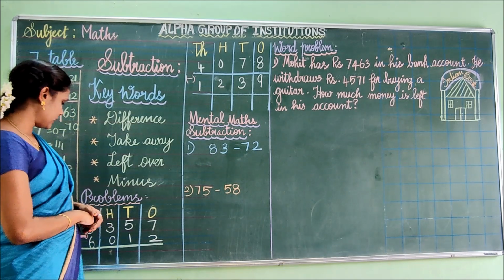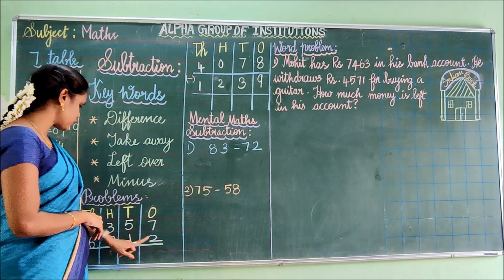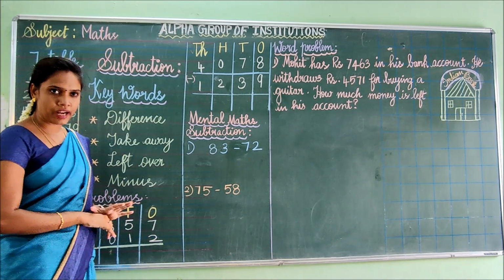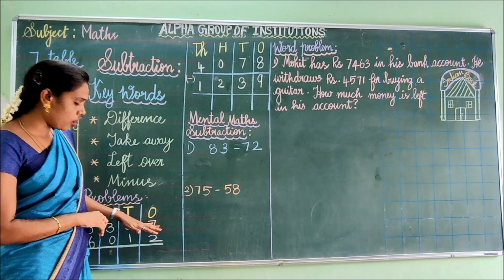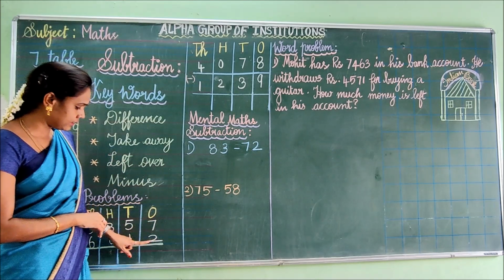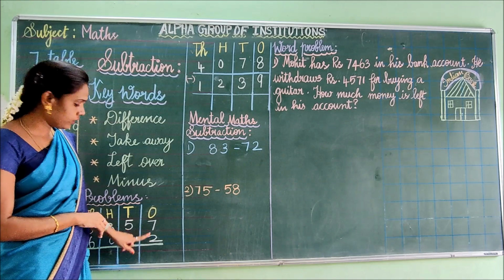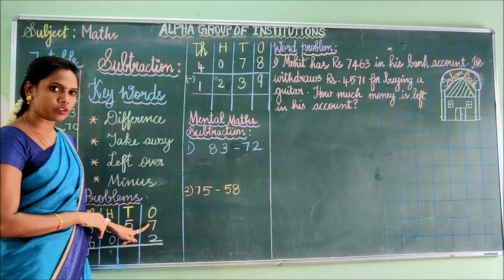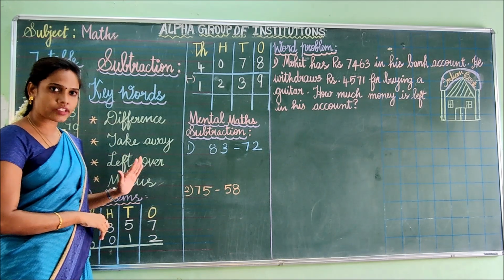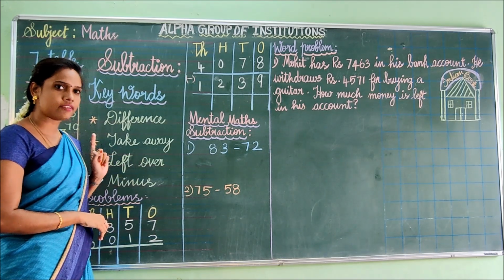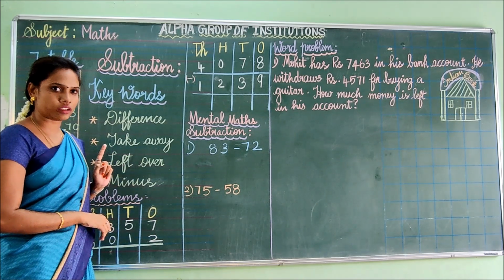Okay, shall we start from ones place? Okay, children. See here, 7 minus 2. So in subtraction, what do you have to check? You have to check that the top number should be greater than the bottom number. Okay, this number should be greater than this number. In subtraction you have to check that one. That is the first step you have to check.